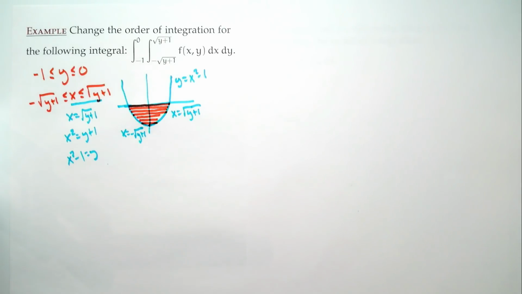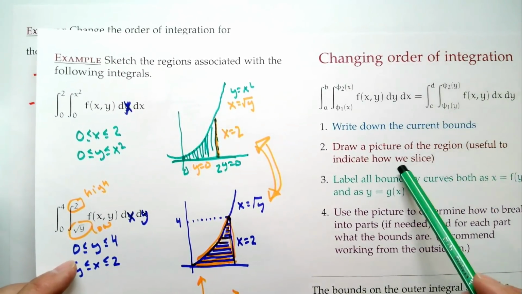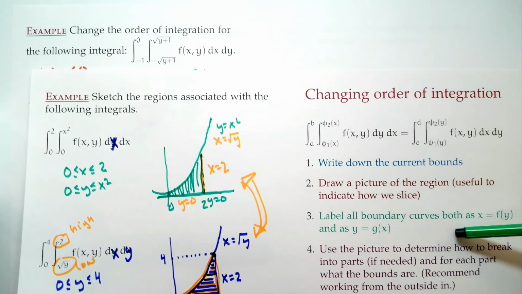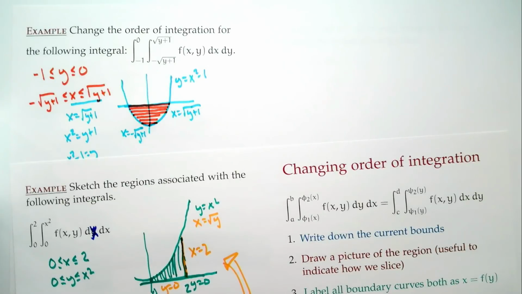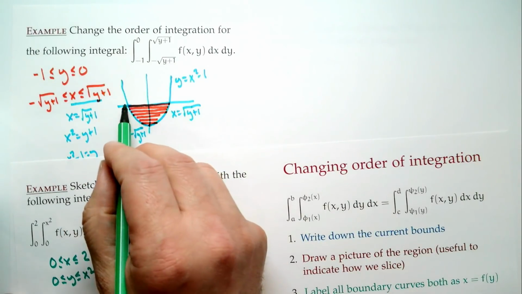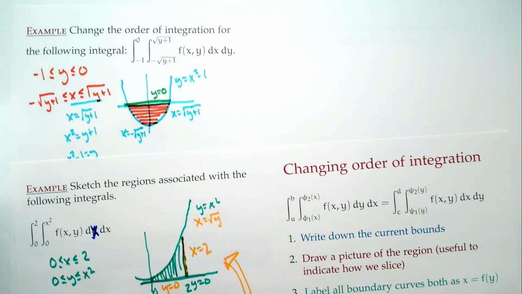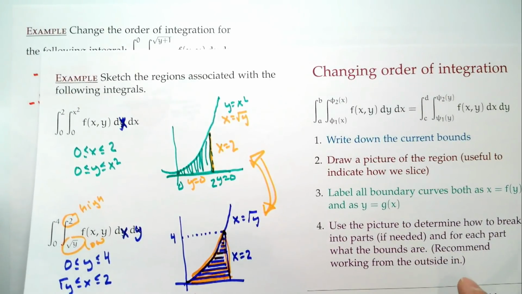Good. Now, what do we want to do? Well, we're actually making great progress. Where are we at in our process? We've written the bounds, we drew a picture. It's useful to indicate how we slice, so currently we're slicing horizontally. We've labeled our curves. Well, almost. Which curve haven't we labeled yet? Yeah, this curve right here. That hasn't been labeled yet. But that's y equals 0. That's an easy one to label. And now, use the picture to determine how to break into parts and what the bounds are.